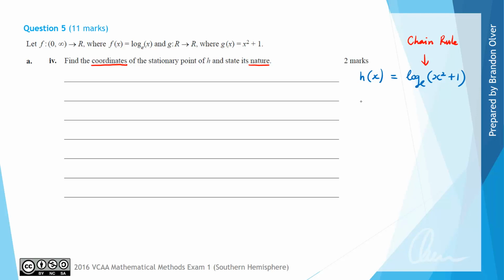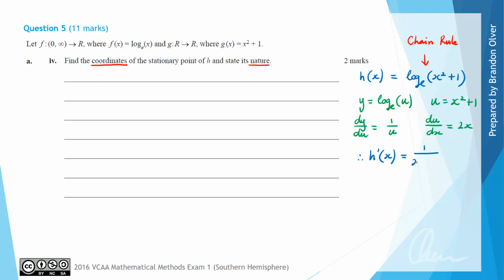So for this, we can have y equals log e of the function u, where u is the inner function x squared plus 1. Then we calculate the derivative dy du, which is simply 1 on u, and you can look that up on the formula sheet. And du dx is simply going to equal 2x. To complete the chain rule, h dashed of x is equal to dy du times du dx. So dy du is 1 on x squared plus 1 times du dx, which is 2x, which can be simplified to 2x divided by x squared plus 1. So that's the derivative, h dashed of x.